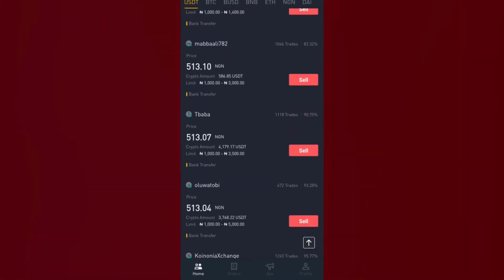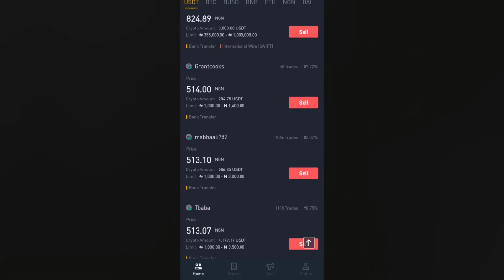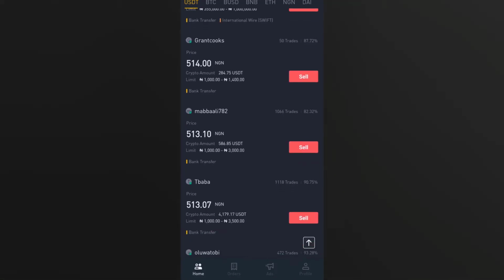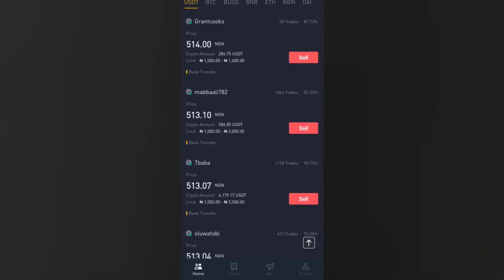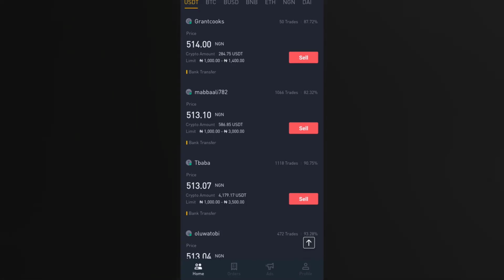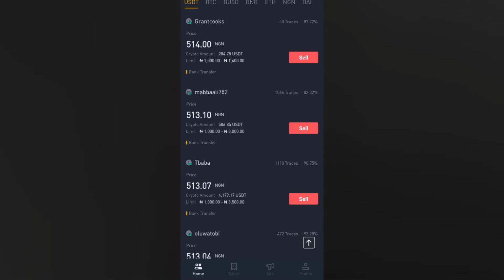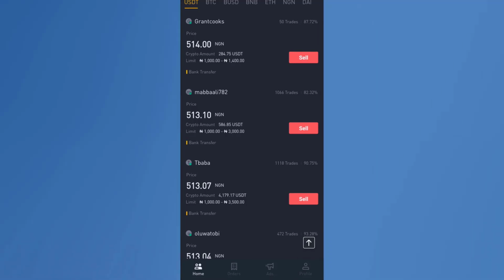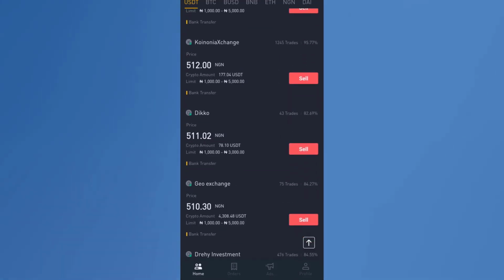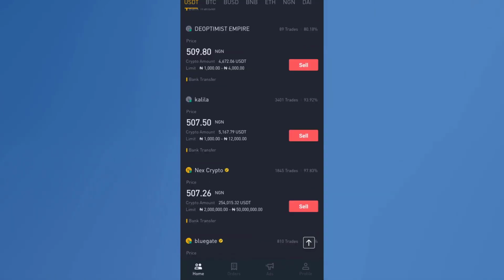Look at this person: 27 trades, 1.76 completion rate, totally not somebody to do business with. So you want to scroll down so you can see 514 is what the highest person here is buying it for. When you're buying, you want to buy at the lowest price possible, and this price right now of 514 isn't the price you want to go into the market at. You can see that we have people at 511, 510, 509.